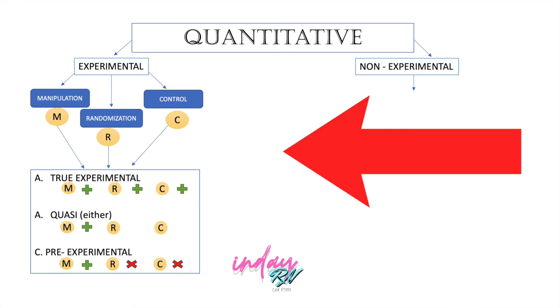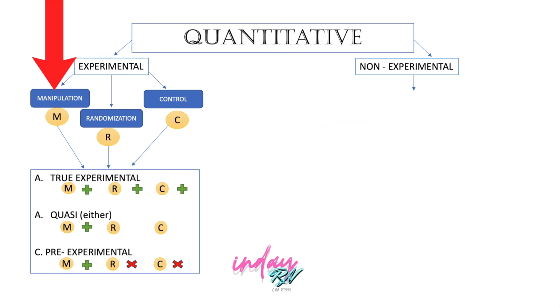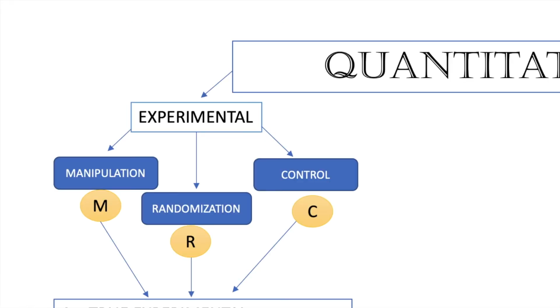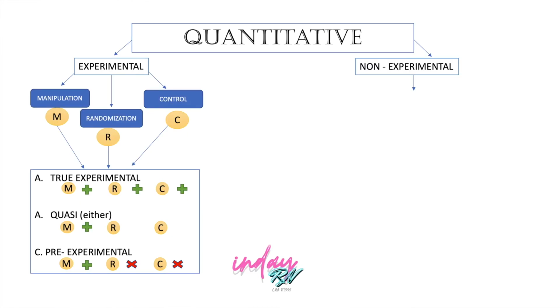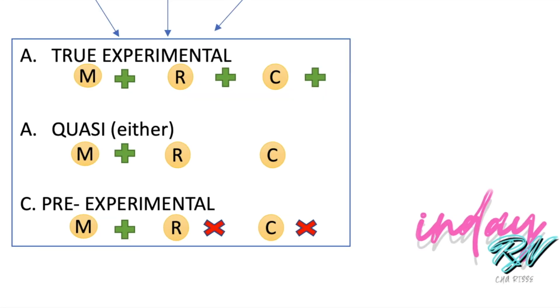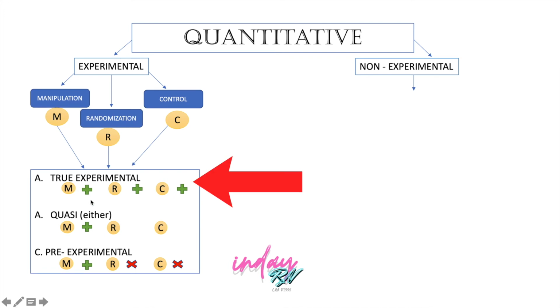So here in the experimental research, we need to understand the manipulation, the randomization, and control in order for us to understand also the true experimental, quasi, and experimental. As I've mentioned earlier, there are three types of experimental research. These are true experimental, quasi-experimental, and pre-experimental. And here, in true experimental, the manipulation, randomization, and control are all present.